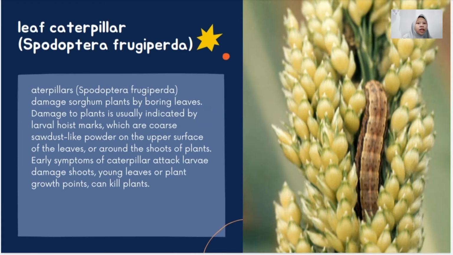The next pest is the armyworm, or Spodoptera frugiperda. This pest damages sorghum plants by boring into leaves. Damage to the plant is usually indicated by larval feces marks, which are coarse, sawdust-like powder on the upper surface of the leaves or around the shoots of the plant. As an early symptom of caterpillar attack, larvae damage shoots, young leaves, or plant growth points, which can kill plants.